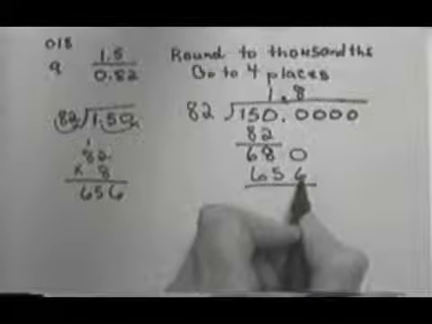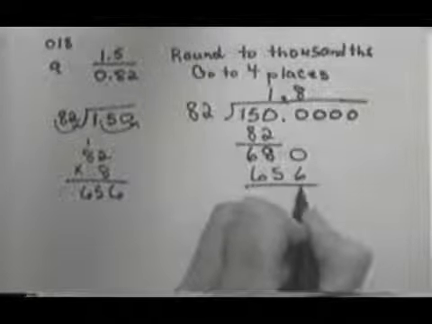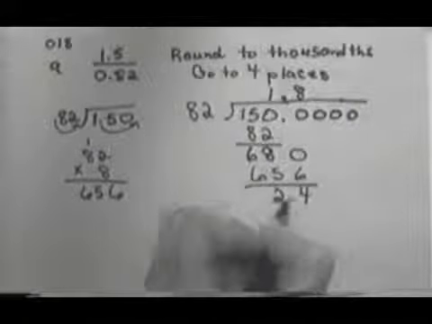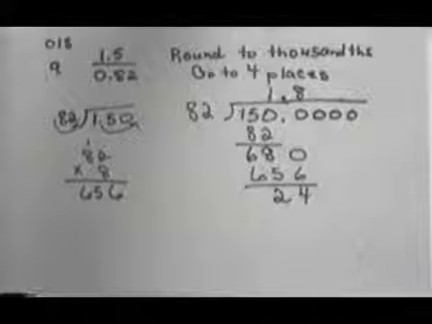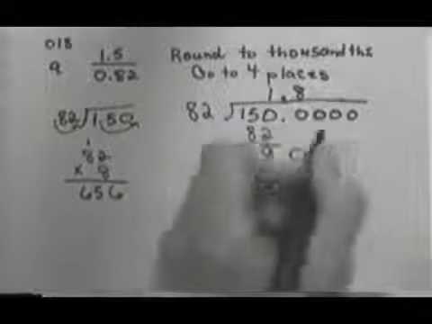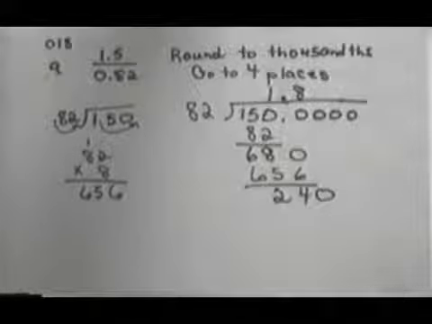When I subtract, 6 from 10 when I borrow leaves 4, and that's going to be a 7. 5 from 7 is going to leave a 2. I'm going to have 24 left. Now I'm ready to use my second 0. So I bring my second 0 down.